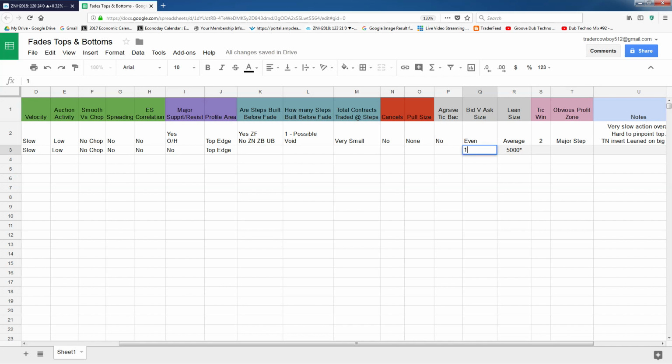Well, actually, we're not really leaning on anything on the other side of this. So, average. Bid versus ask, it's 15.24 versus 4,990, roughly.